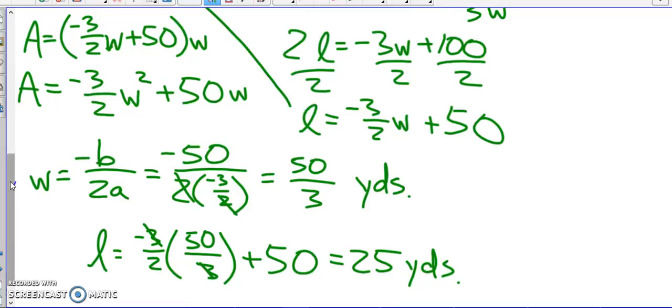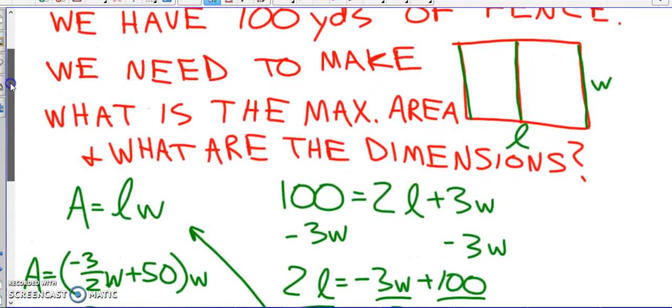So I've got the width, I've got the length, but to answer the question completely, see, we answered the dimensions part, I need the max area. But once you've got the dimensions, that's fairly simple. How would you get that?